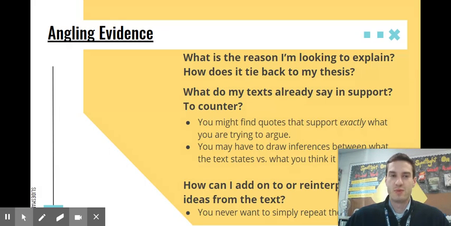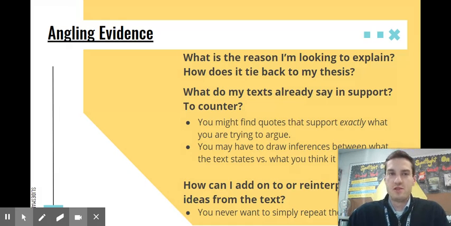So a couple things I want to talk about here at the beginning on this slide. There are two bullet points. The first one says, you might find quotes that support exactly what you're trying to argue. Today in class with my second block, I talked about how this reminds me of looking for socks in the morning. Sometimes it's really easy to find a pair of socks, right? You go into the drawer or the closet, and quickly you find two matching socks. That's like when you're going through a text and you find the exact piece of evidence that you're looking for. It fits perfectly, you're good to go.